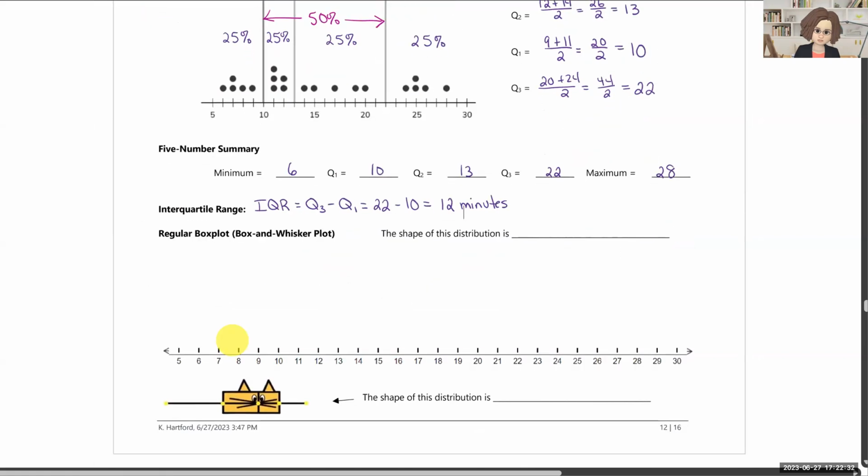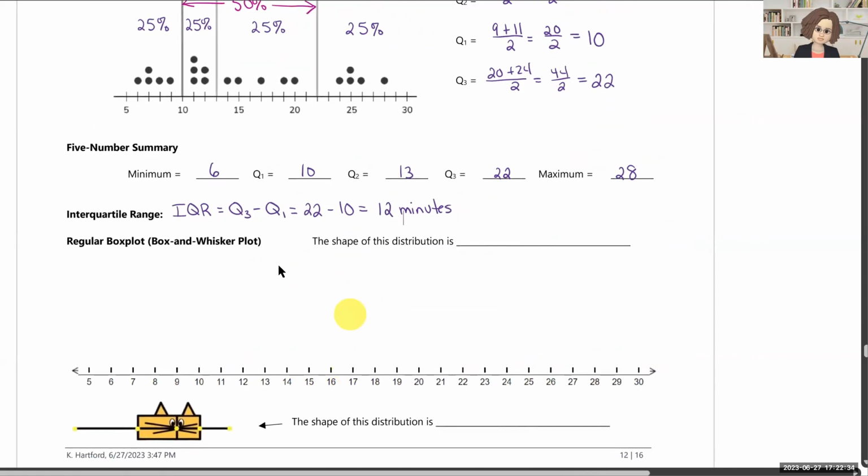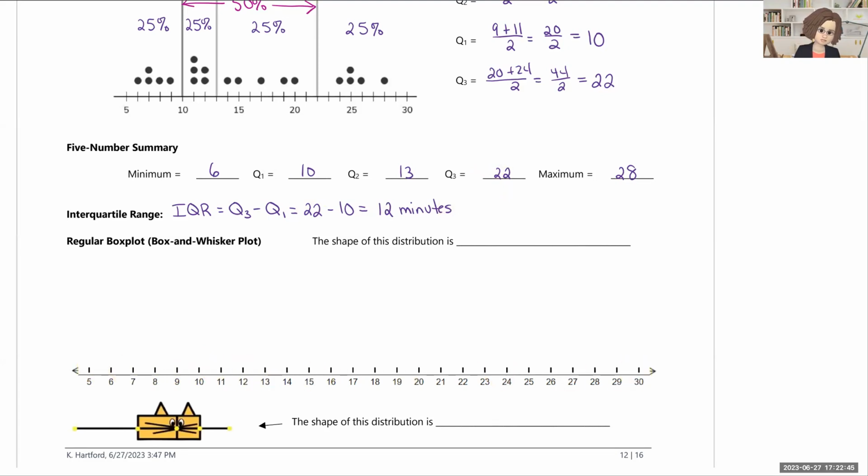So our new graph. What we'll do is start with Q1 and Q3, and those will form the sides of our box. So we have our number line here, and at Q1, which was 10, I'm just going to draw a line. And at Q3, 22, draw a line there. So that makes up the left and right sides of the box.